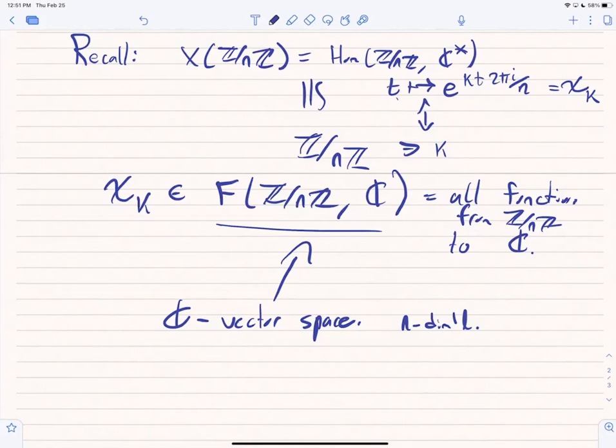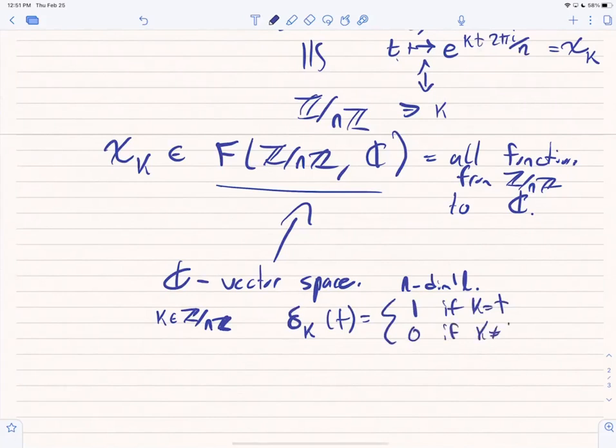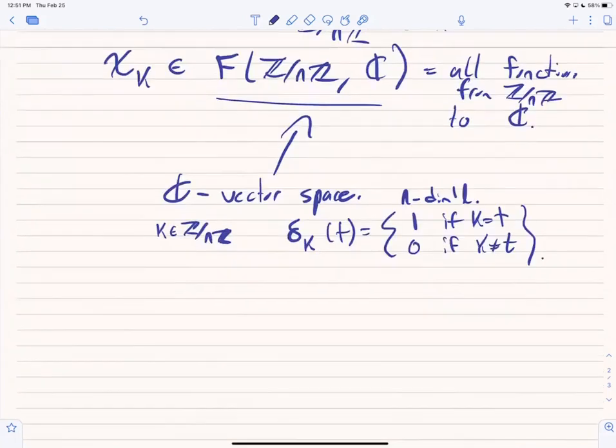Yeah, so characteristic functions have been suggested. Good. If I take k in Z mod nZ, I can look at the delta function at k. So I can look at the characteristic function of just the subset {k}. This is the function whose value is 1 if k is equal to t, and 0 if k is not equal to t. So this just picks out, and this is a delta function.